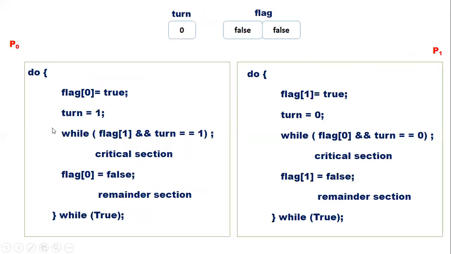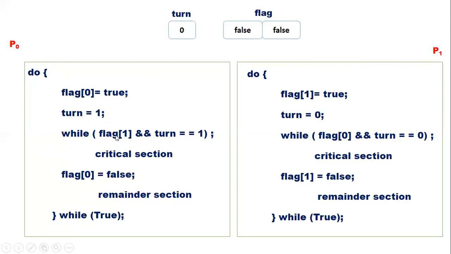We will describe it as separate sections for P0 and P1. This is the structure of P0, and this is the structure of P1 in Peterson's algorithm. Since we are describing P0, flag[0] corresponds to P0. Whenever P0 wants to enter the critical section, flag[0] is set to true. It then sets the value of the variable turn to 1.